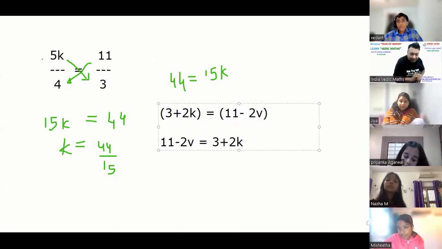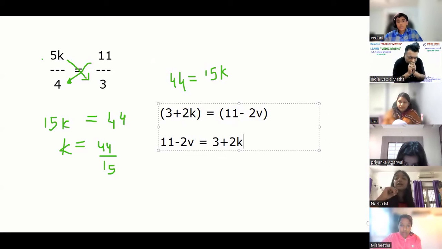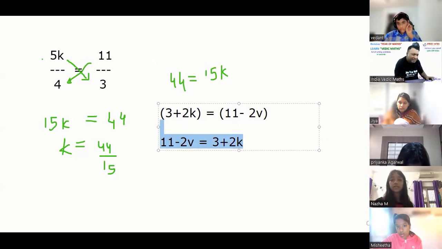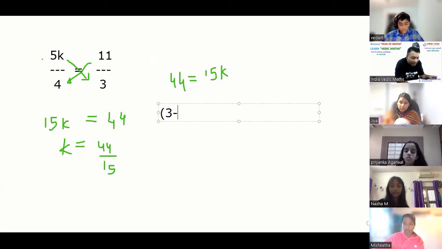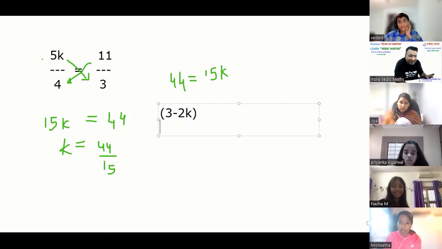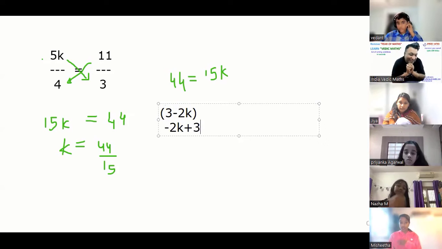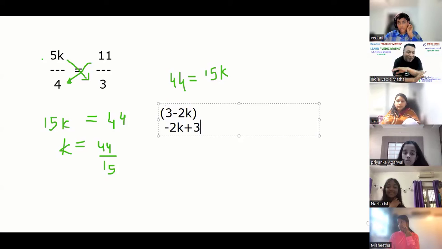But reverse fully. Sir, I meant that, for example, 3 plus 2k can also be written as 2k plus 3. That is fine. That is the same. But if it is like this, 3 minus 2k, don't write 2k minus 3. Why? 3 is positive, 2k is negative. You can do like this: negative 2k plus 3. This is same. So guys, if you change the position, don't forget the sign.